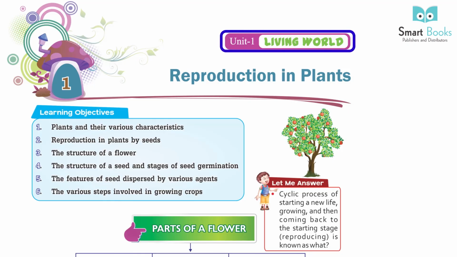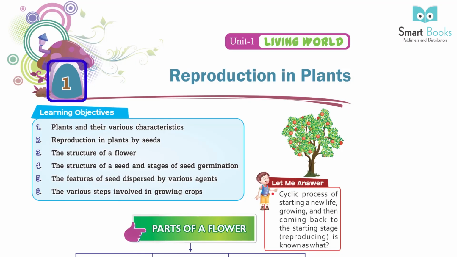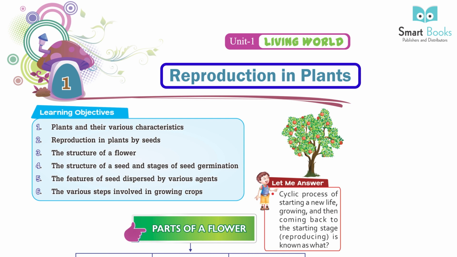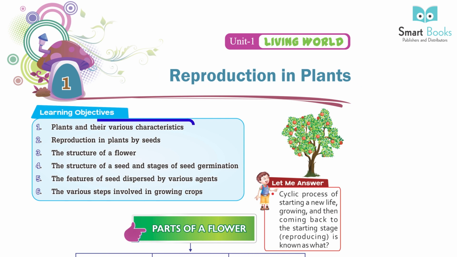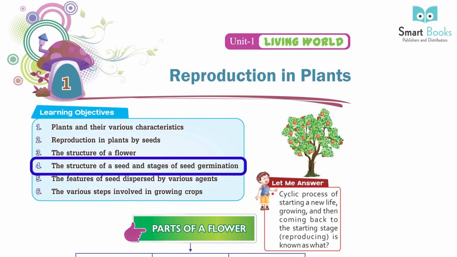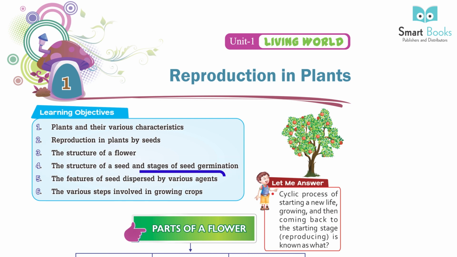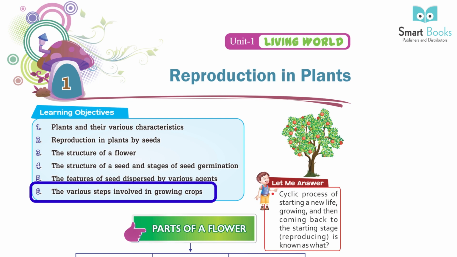Unit 1 Living World. Chapter 1 Reproduction in Plants. Learning Objectives. 1. Plants and their various characteristics. 2. Reproduction in plants by seeds. 3. The structure of a flower. 4. The structure of a seed and stages of seed germination. 5. The features of seeds dispersed by various agents. 6. The various steps involved in growing crops.